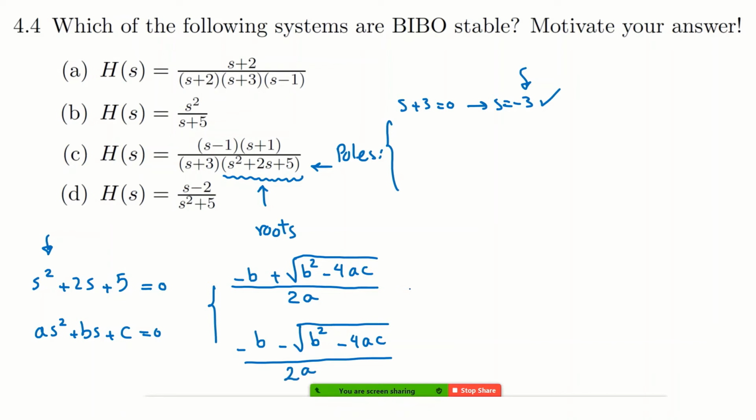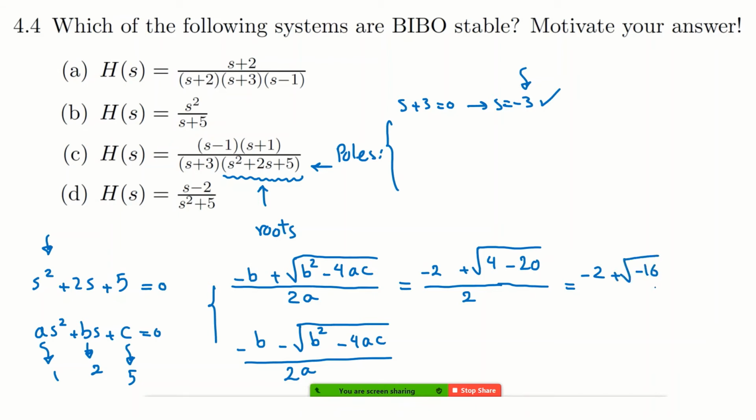Okay, so let's calculate the first one. Here b is 2, c is 5, and a is 1. So we have 2a, which is 2 here, and minus b, which is minus 2, plus the square root of b squared, which is 4, minus 4 times 1 times 5, which is 20. So this equals minus 2 plus minus 16 over 2.